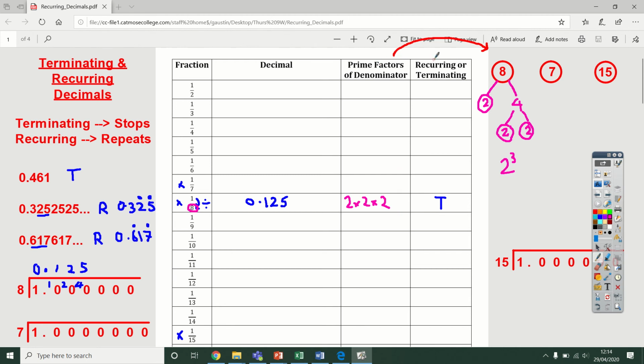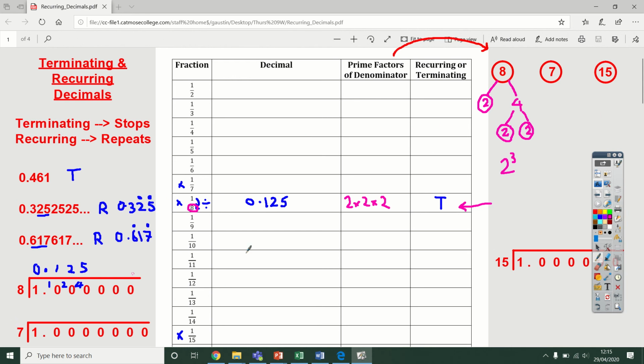So what I want to do, when you've filled in these two columns, is look at a link between them. Specifically, if you highlight all of the terminating ones, can you see a link between the terminating decimals and what's in this box over here? Okay, but first of all, I'm going to do a couple more examples so you know what to do. Let's do a seventh. Okay, seventh is this one.